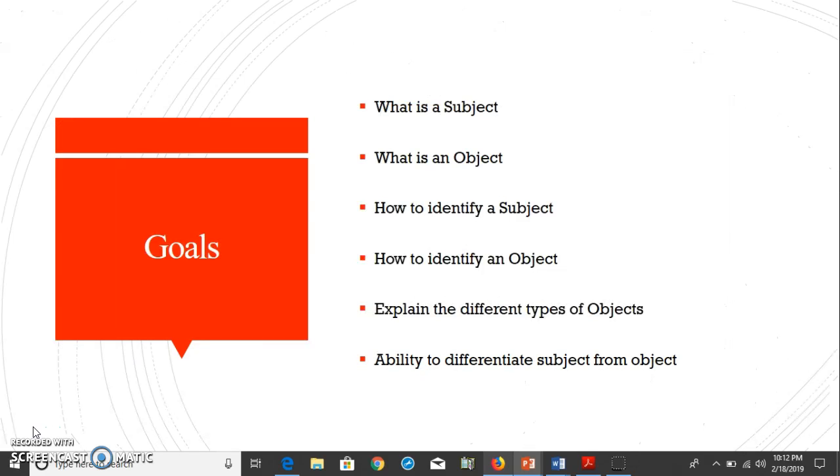Now, today's goals are to define what a subject is, define what an object is, to explain to you all how to identify a subject and an object, as well as to go in depth with the different types of objects. At the end of this video, you will be able to clearly differentiate the two.